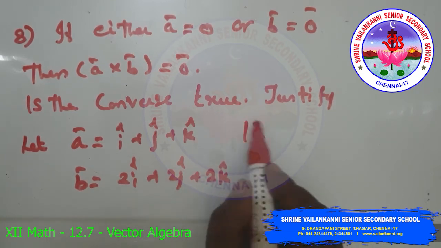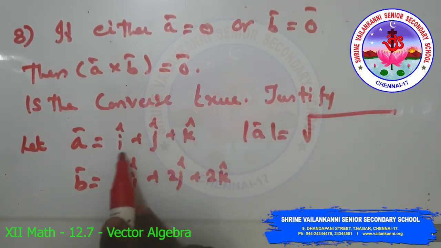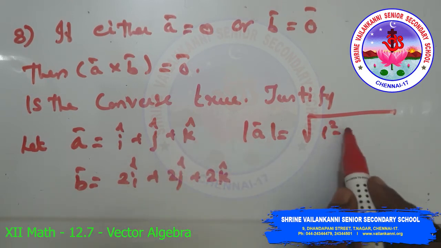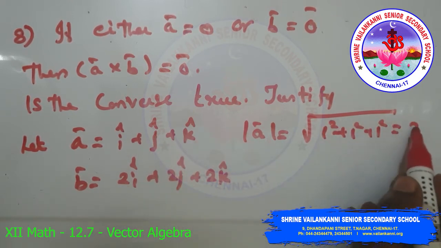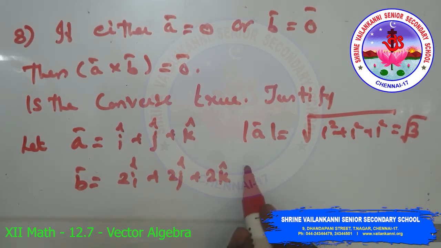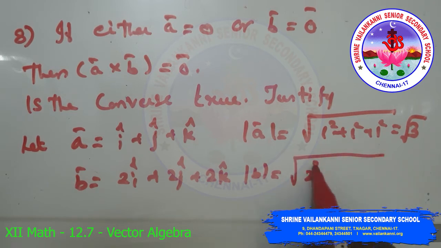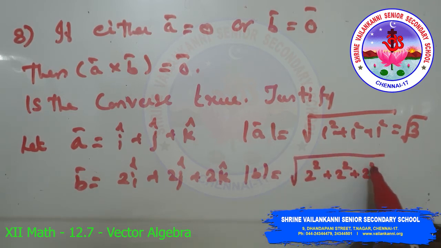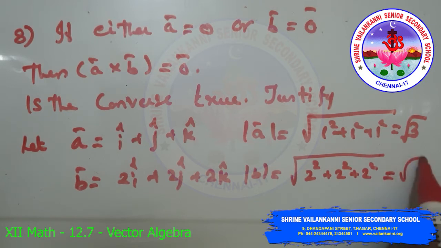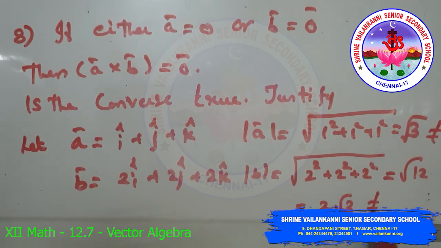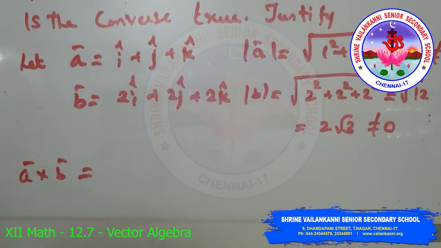So the magnitude of A is square root of 1 square plus 1 square plus 1 square, which is equal to root 3. The magnitude of B is root of 2 square plus 2 square plus 2 square, which is equal to root 12, which is 2 root 3. Both are not equal to 0. So the magnitude of A is not equal to 0 and the magnitude of B is not equal to 0.